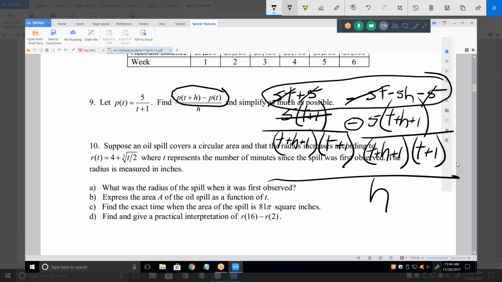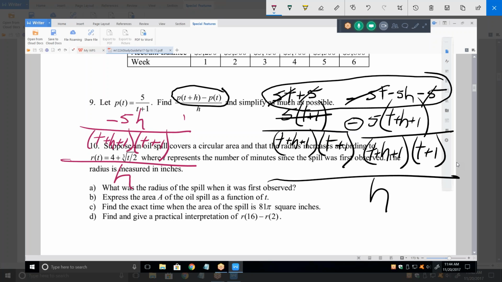So now this is what I got. Let me change to a different color. I've got minus 5h in the numerator of my numerator, whose denominator is t plus h plus 1 times t plus 1. Still leave it unfactored. I mean factored. There's no reason to factor that.